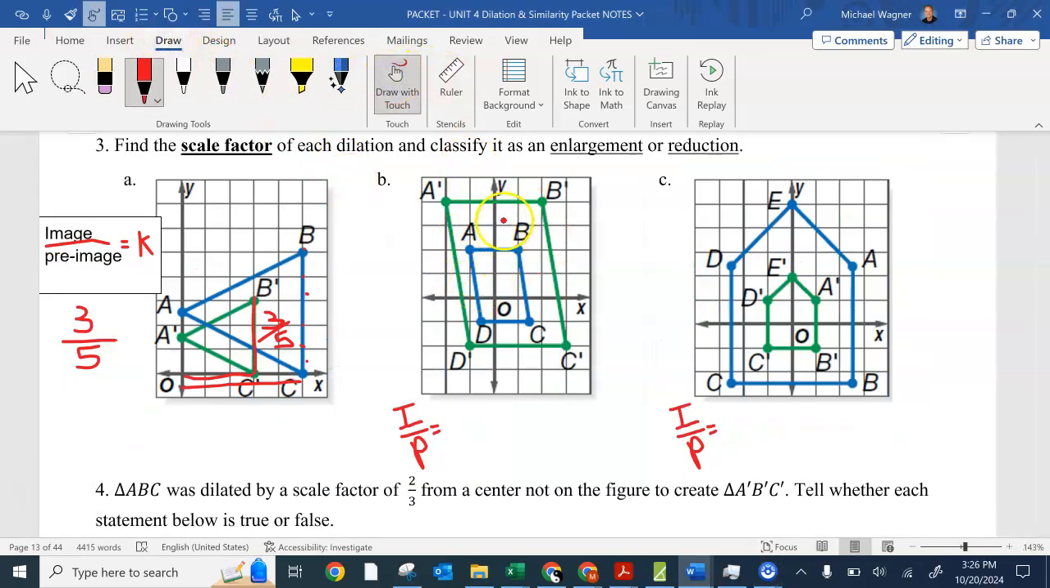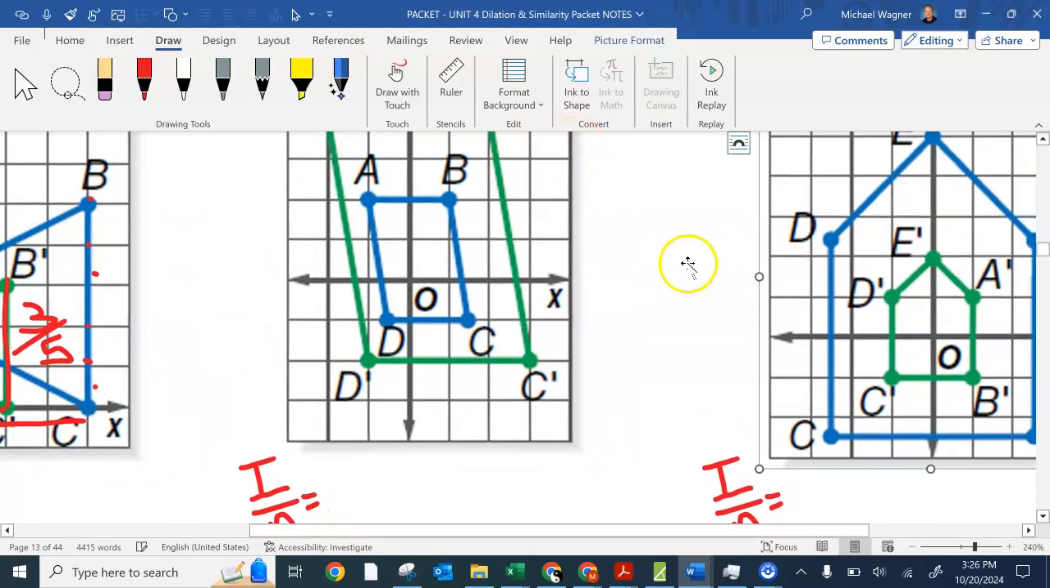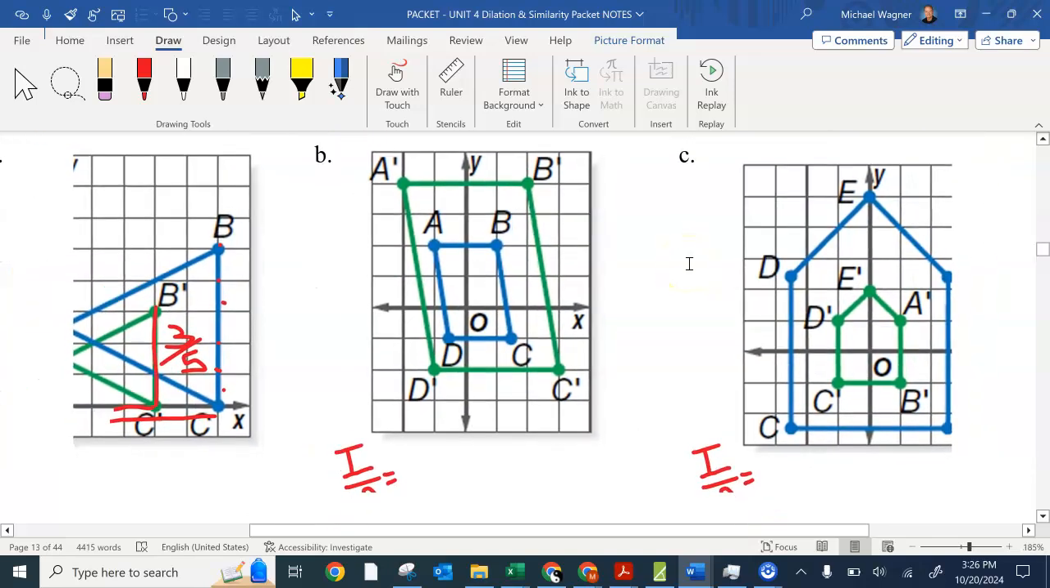Okay, so let's look at the first one here. Again, what we want to do is, I think it's a good practice to put I over P, meaning image over pre-image, just to keep it straight. And what do we get? Let's take the first one here. Let's see what we got over here.